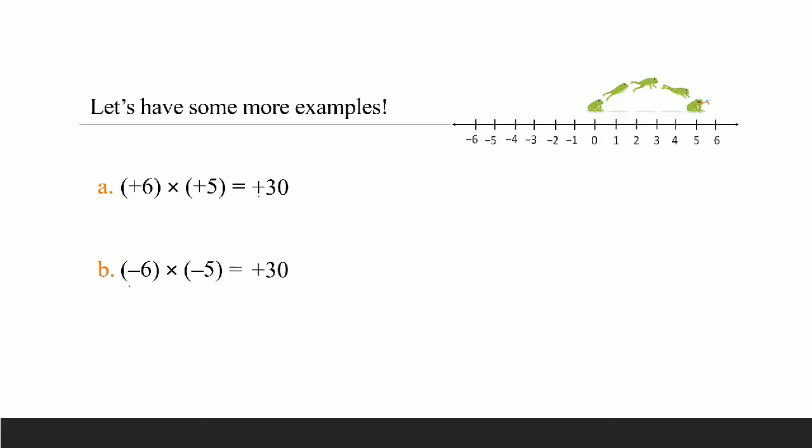Why? Because we have negative 6 and negative 5. They both have negative sign. That's why we will use positive as our sign on our product, because same sign is equal to positive. Even if it's positive times positive, it is still positive.